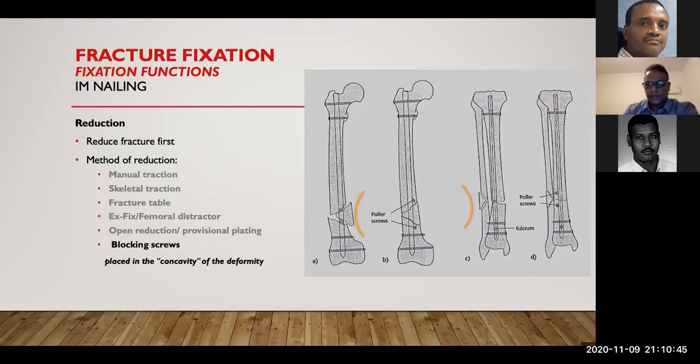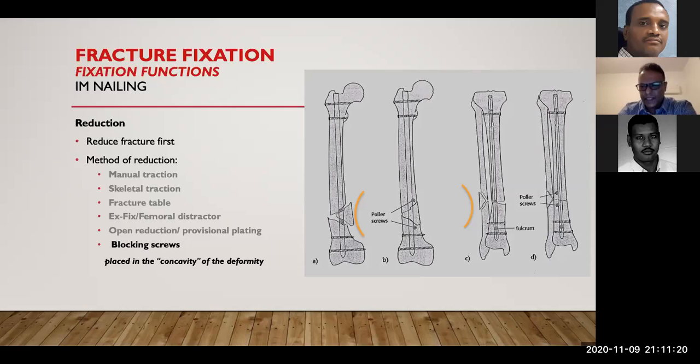You can see here, for instance, this femoral fracture. There's a varus deformity, and putting in blocking screws or Poller screws will help you to improve this deformity. Sometimes you can just use what you have. You can use just a thick drill, like 3.5, to guide your nail, and then you can remove them after you achieve your fixation.